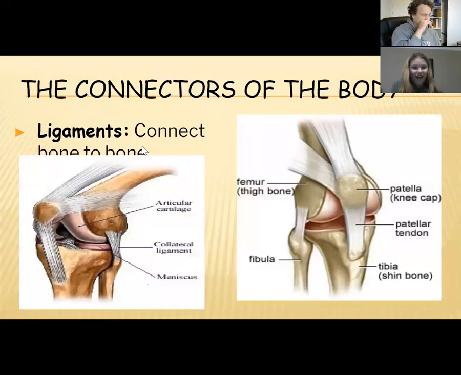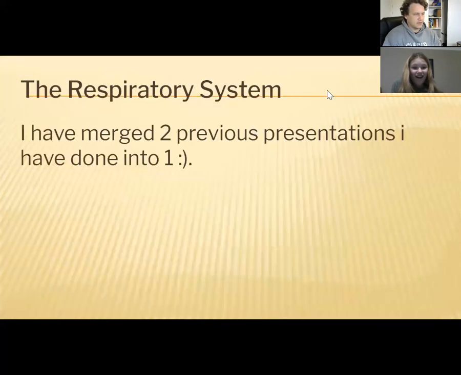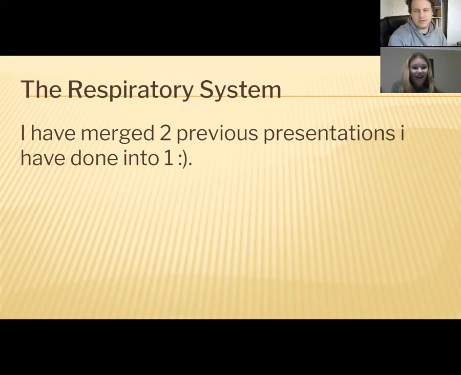So ligaments connect bone to bone. This little disc here is really painful if you tear it in your knee. It's really, really uncomfortable. So tendons attach the muscles to the bone. Okay, so that was the skeletal system at a glance.